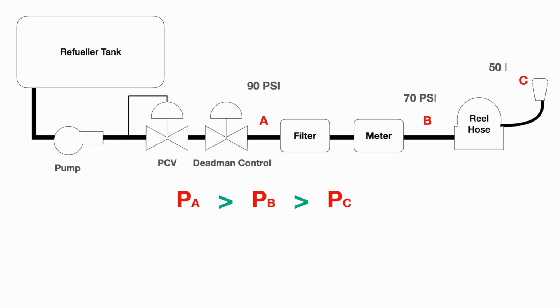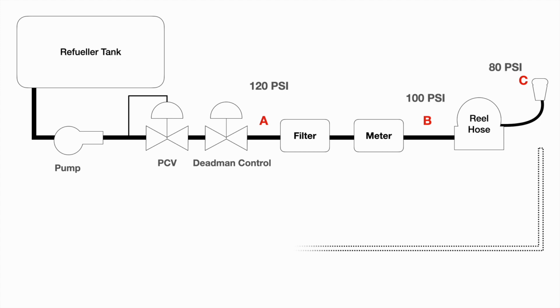Suppose the pressure at point A is 90 psi, then due to frictional losses, pressure at point B is 70 psi and at point C, that is, at the nozzle end, is 50 psi. Now if we increase the flow rate, the pressure at all the 3 points would increase. This increment of pressure at the nozzle end needs to be measured, so that the pressure control system of the refueler can bring it down below 50 psi.